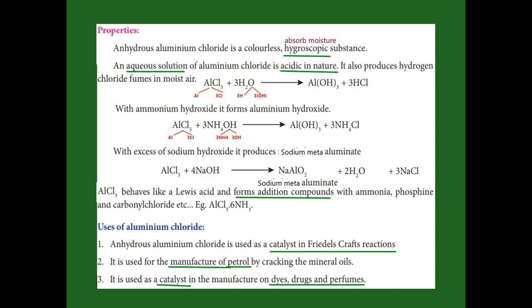Now the uses of aluminum chloride. Anhydrous aluminum chloride is used as a catalyst in the Friedel-Crafts reaction. We have seen this reaction many times in organic chemistry. Next, it is used in the manufacture of petrol by cracking mineral oil. Cracking means breaking down higher compounds into lower compounds, so in the manufacture of petrol it is used as a cracking agent. Third, it is used as a catalyst in the manufacture of dyes, drugs and perfumes.